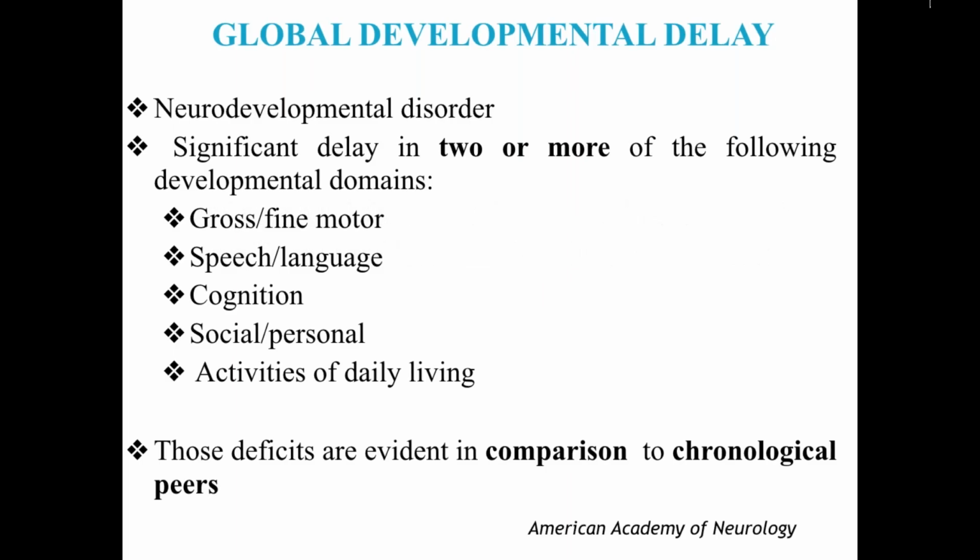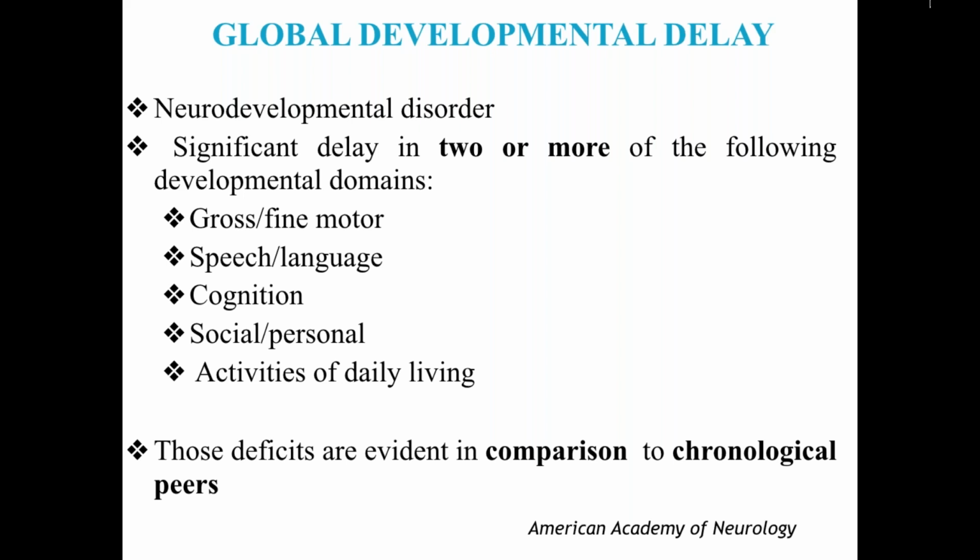What is global developmental delay? This is also another neurodevelopmental disorder, and it is characterized by significant delay in two or more of the following developmental domains. And we all know what these domains are. These are motor domains, which can be gross motor or fine motor. Then it can be speech or language. The third domain which can be affected is cognition. Then it can be social, personal, or the fifth domain, activities of daily living. So if any two or more of these developmental domains are affected, you can label this as global developmental delay.